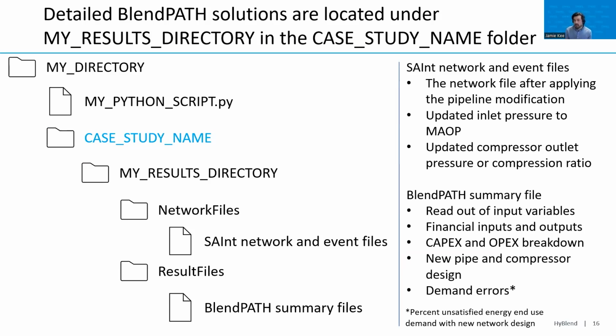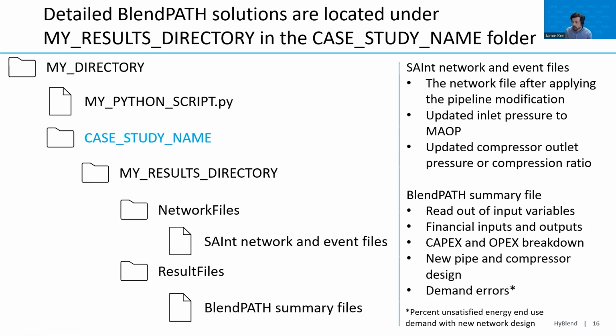BlendPATH will print out a few different files that summarize the analysis. Within the same case study name, we're going to go into the results directory that was specified when inputting the parameters for making the BlendPATH instance. And then there are two folders beneath that. The first one is network files, and the second one is result files.